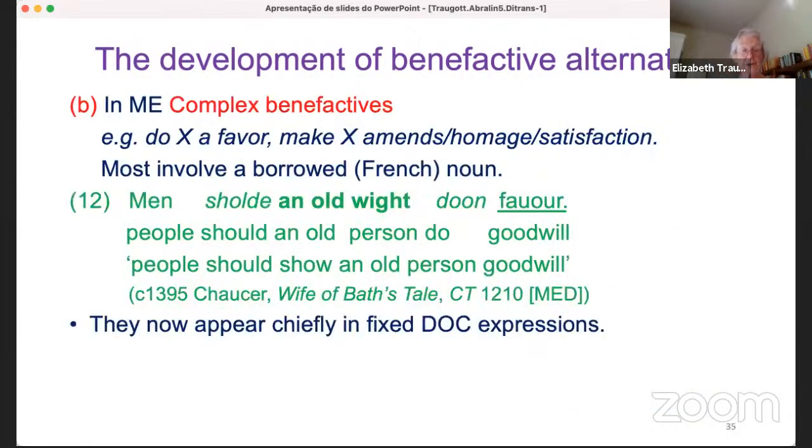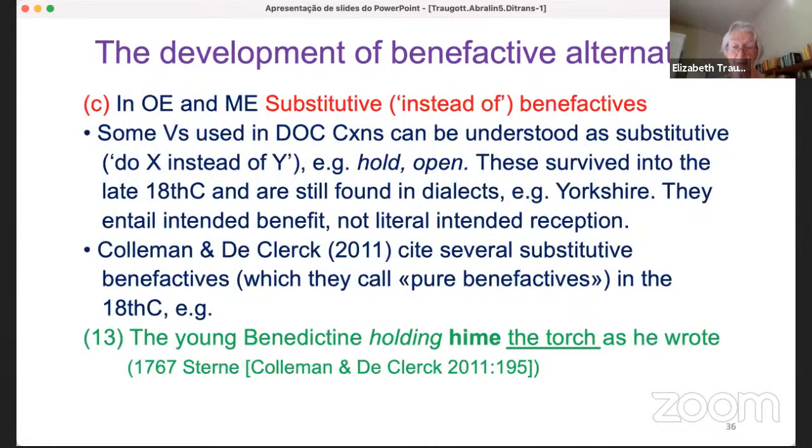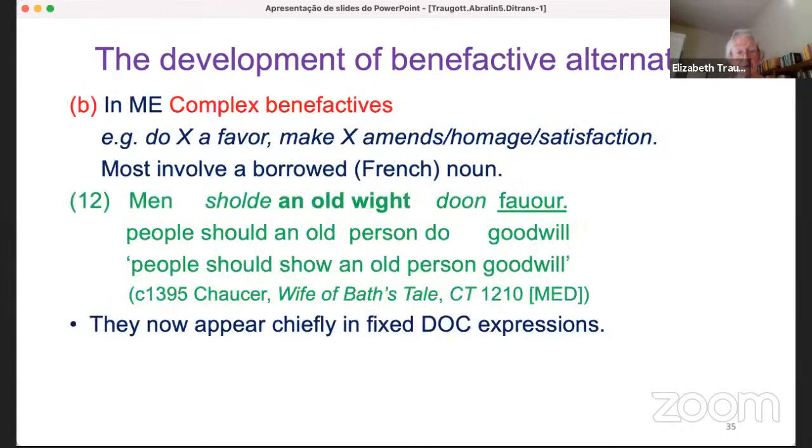Then there are, in Middle English, complex benefactives, like do someone a favor, make someone amends, or homage or satisfaction. Those terms are mostly borrowed from French, and they now appear chiefly in fixed double object constructions, like men shall do an old wicht don favour, men should an old person do goodwill. You can do that in modern English, but it's not very good. It's okay. Thank you.